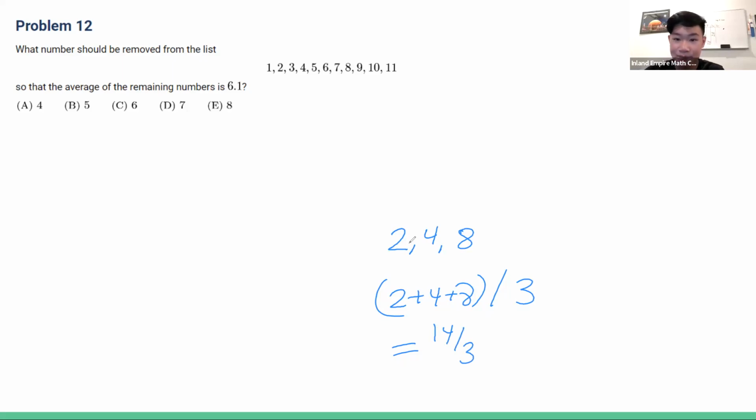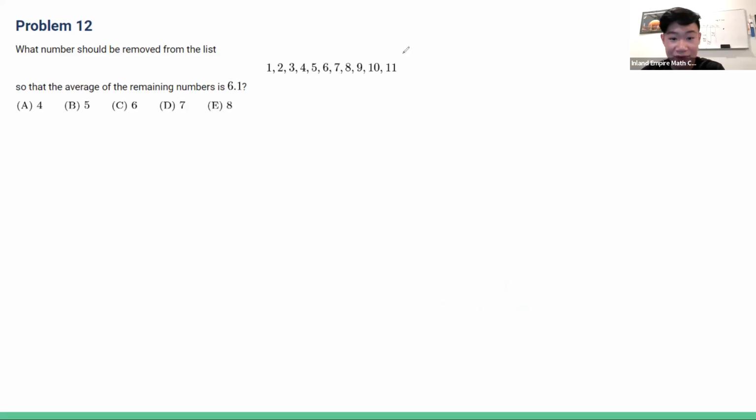All right, so let's find the average of this set of numbers. I already wrote down the answer to this, but if we added all these numbers together, we would get 66. And then we have to divide by the amount of numbers in this. So let's count that. 1, 2, 3, 4, 5, 6, 7, 8, 9, 10, 11. 11 numbers. So the average is 6. The average of this whole list is 6. But we want to remove one of the numbers so that the average of the remaining numbers is 6.1.